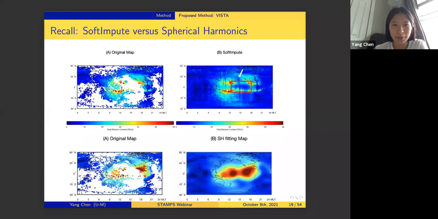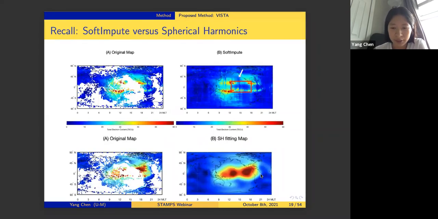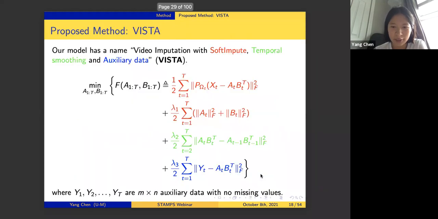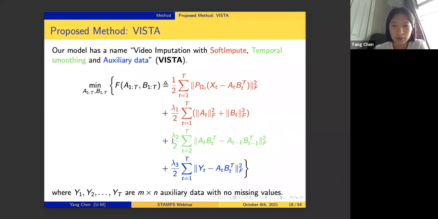I just want to remind everyone about what we achieved with the soft impute method and the spherical harmonics fitting map. So what we're trying to do here is that we're trying to borrow information from this very smooth map. It could come from spherical harmonics fitting, or it could come from some other database. At the beginning of my talk, besides the Madrigal database that we're working on right now, we also have the IGS database. So that one could also serve as auxiliary data here. So we're trying to borrow information from auxiliary data. And also we're borrowing the idea from soft impute to frame this imputation problem as a matrix factorization problem. So essentially, finally, we're combining those two results and adding in this temporal smoothing component. So that comes our main algorithm.